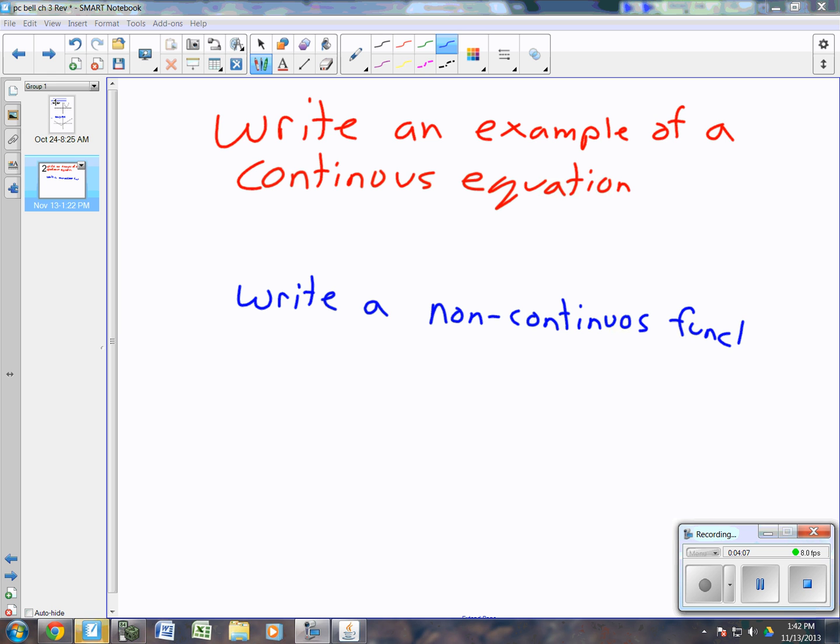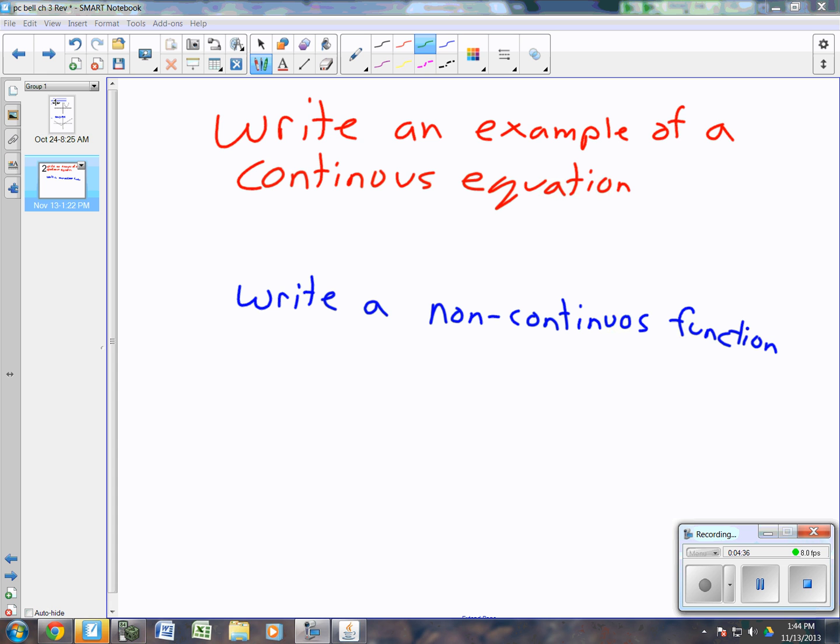Write an example of a non-continuous function. Okay, so most rational functions work. Step functions like the greatest integer function and trigonometric functions work. Square root is continuous. You start at the endpoint and you can go on forever without lifting your pencil. Okay? All right. Next question.